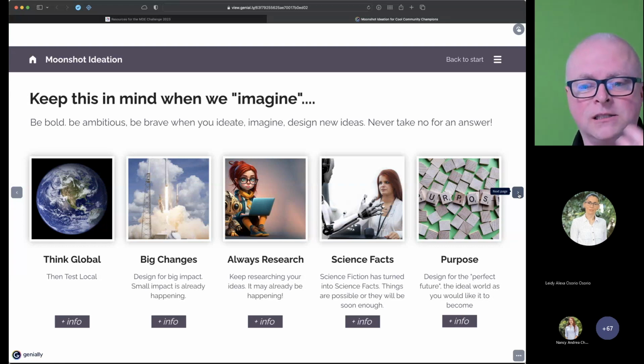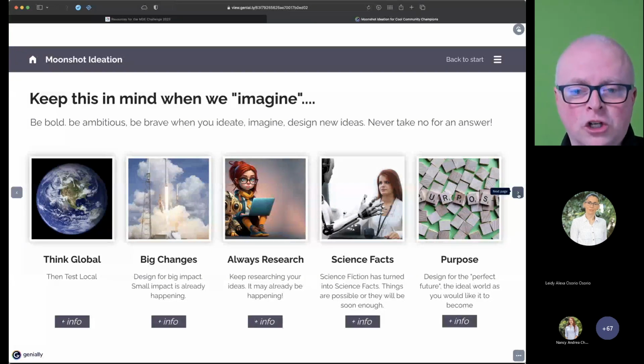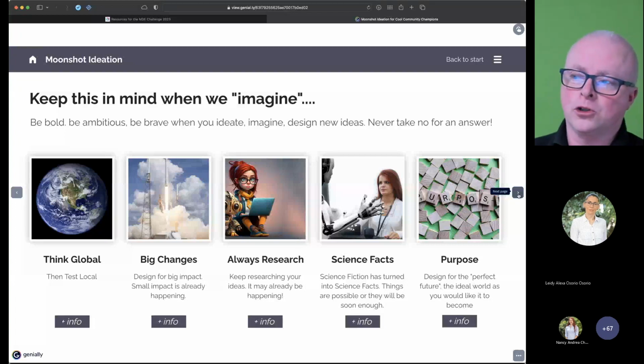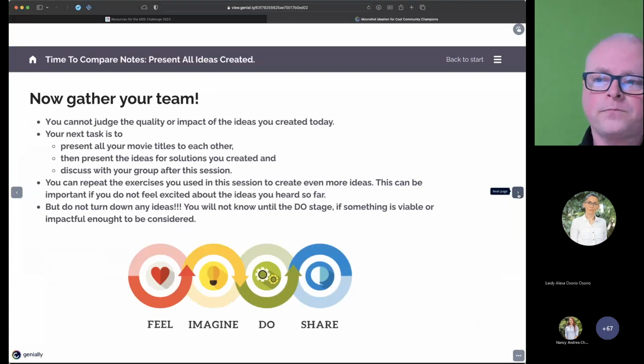Then the big change, think big impact. Always be researching what you're trying to do. Research, research, research, because there's probably somebody else working on something similar. Maybe they have a solution already that you should know about. Science, facts, things are possible today that you cannot even imagine, right? And tomorrow even more so, and be purposeful.